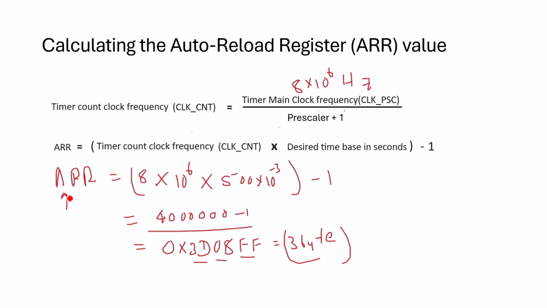But the ARR register in the timer 6 peripheral of the STM32 microcontroller is just 2 bytes. It's a 2-byte register. That's why we cannot use a 3-byte value here.